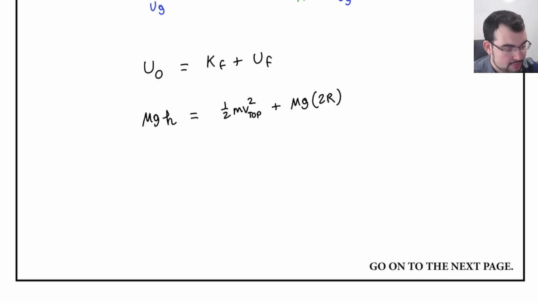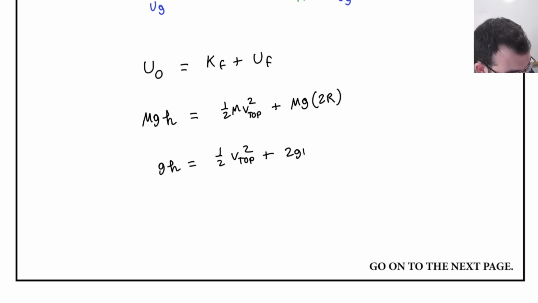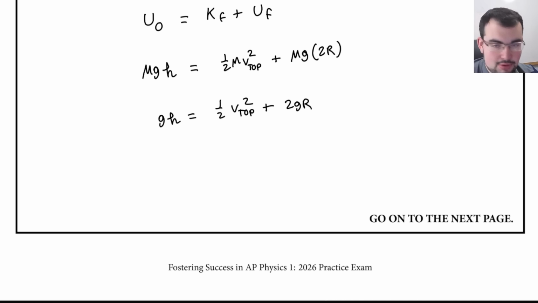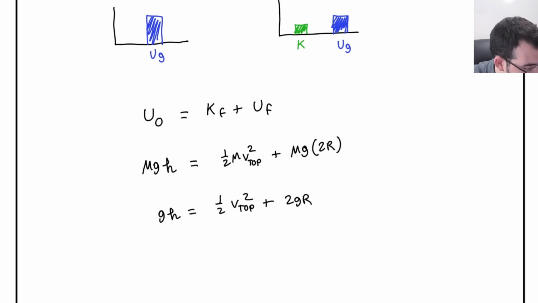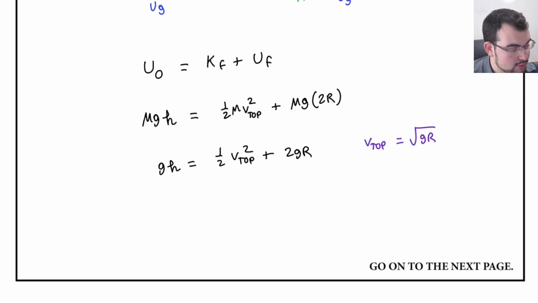Okay, and then we solve. Maybe I should be consistent with my letter M. Okay. Now we do some simplifying. So the m cancels. Well, let's plug in some things first. So we'd get gh equals 1/2 v top squared plus 2gr. Then we can plug in, because in our previous part, we derived that v top is equal to the square root of gr. So v top squared would be gr.